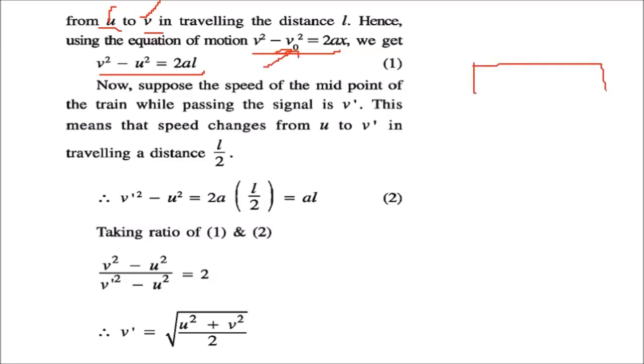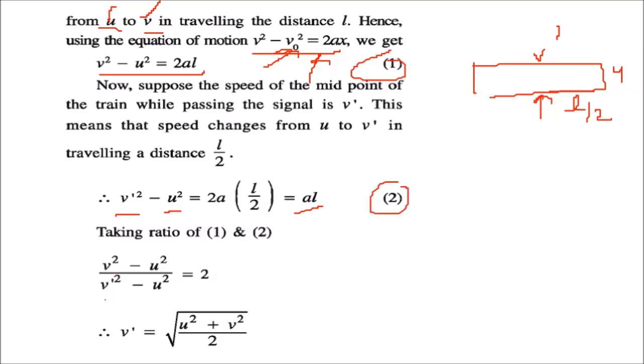When it comes to the midpoint, suppose the speed of the midpoint of this train is v dash. This means the speed changes from the initial velocity u to v dash, but the distance is now L by 2. Again we use the same equation: v dash square minus u square equal to 2a into L by 2, and this gives you one more equation. Let us divide 1 by 2 and you get v square minus u square over v dash square minus u square, the a and L get cancelled, and you get this equation. Let us rearrange it, you get v dash equal to the square root of (u square plus v square) by 2.